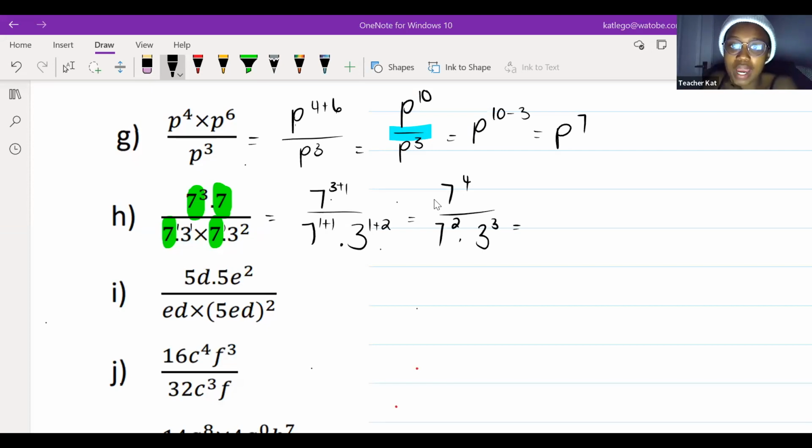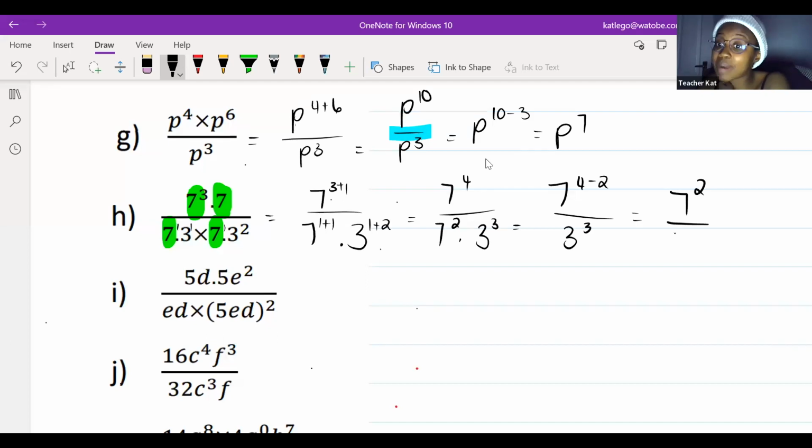We have to subtract the exponents for 7. So then we're going to be left with 7 to the power of 4 minus 2 over 3 cubed. Therefore, my final answer would be 7 squared divided by 3 cubed. I saw someone said times 3 cubed. They have to be in the correct place. So it's going to be 7 squared all over 3 cubed.